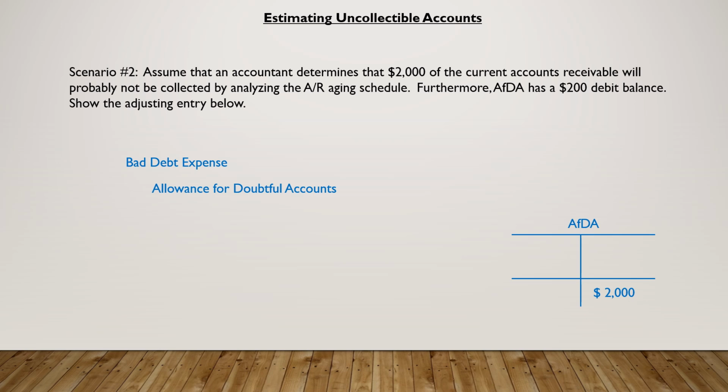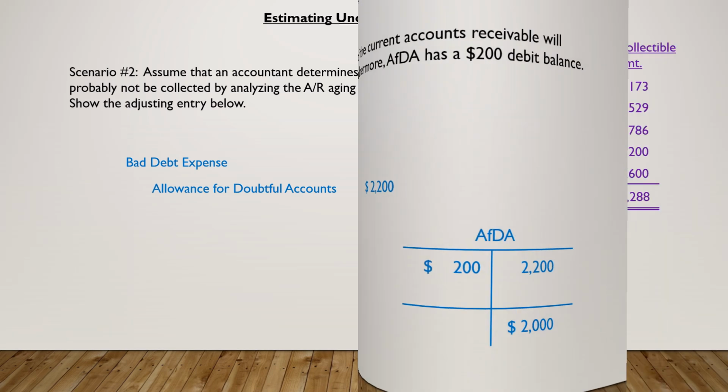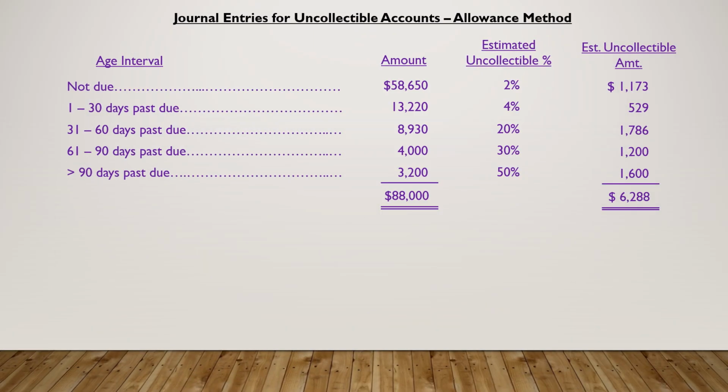Scenario number 2. We have the same details, but this time AFDA has a $200 debit balance. Consequently, we'll need to credit AFDA for $2,200. As for that aging of account schedule, turn to page 7 to see such a schedule for Raider Company.